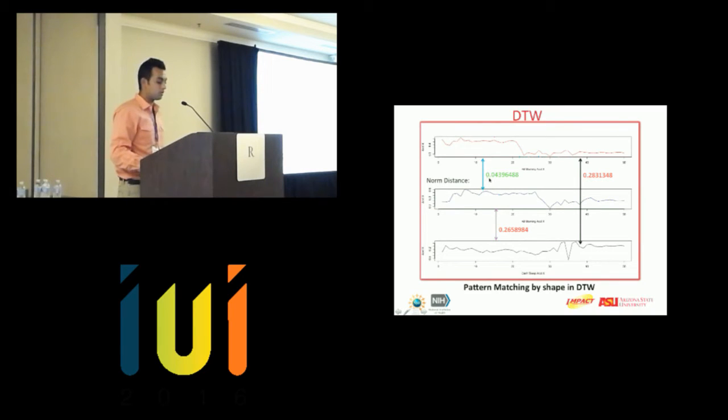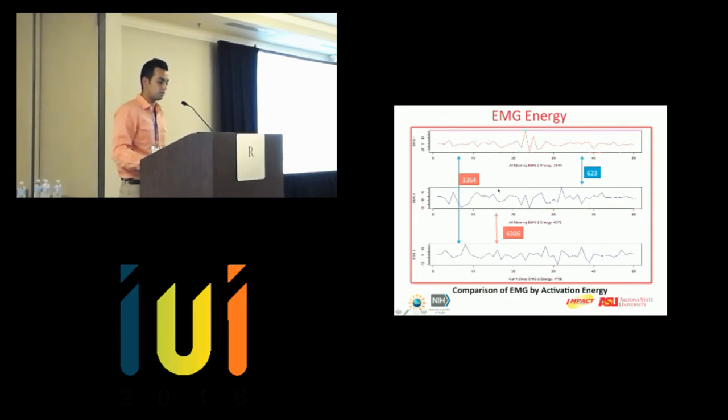And this is also demonstrated by the score that we get, which is 0.04 for this. But for this one, there is almost like 7 times higher distance. So DTW helps us choose between these 2 signs.